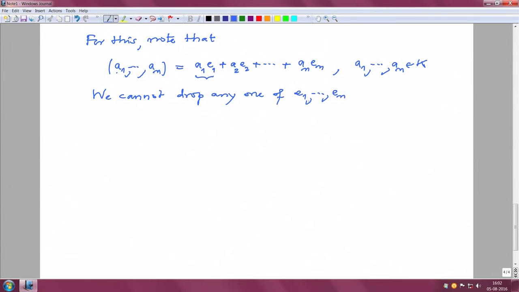That is obvious, because if you, for example, drop E1, then you can never get E1 as a combination of E2 to En, because all E2 to En have first coordinate 0. Okay. More generally, you can generalize this example.